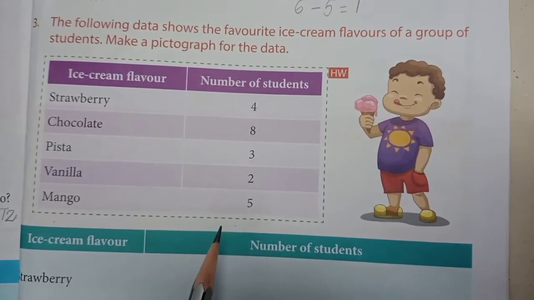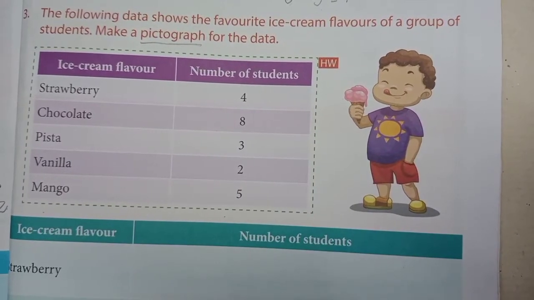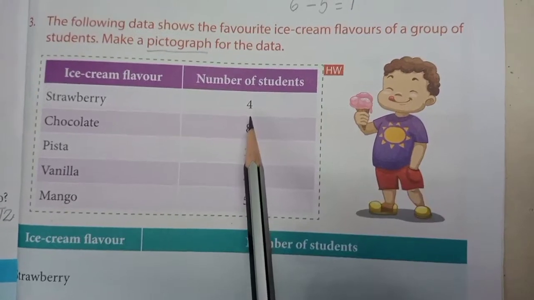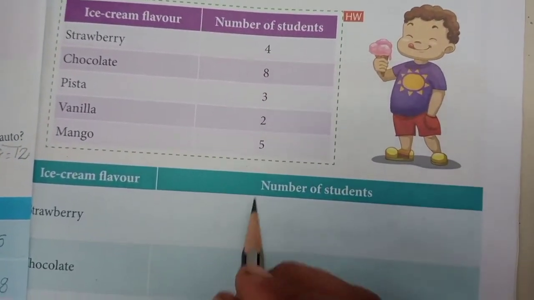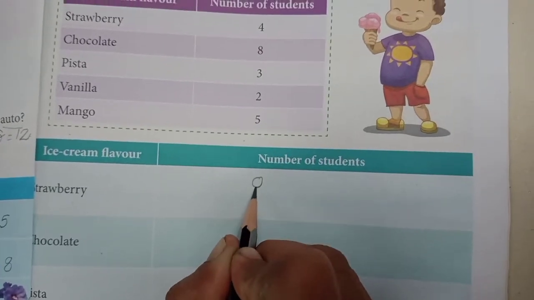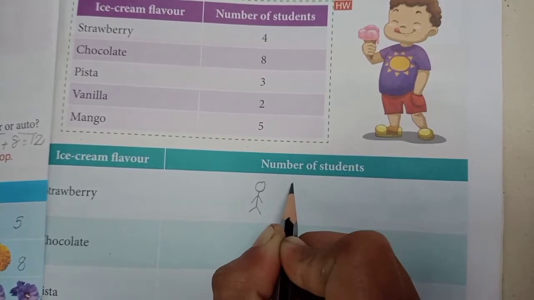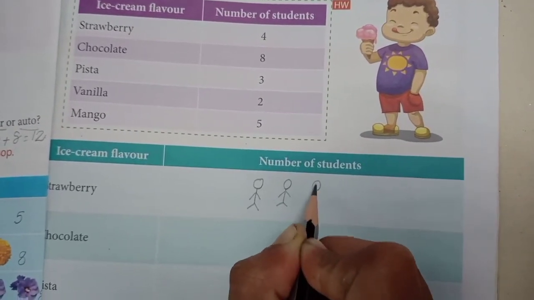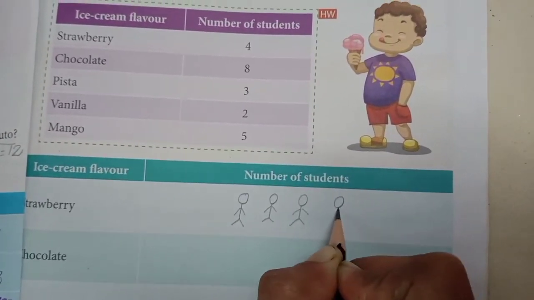Here we want to find out its pictograph. That means we are drawing the picture of a student. Then first ice cream flavor is strawberry. How many students like strawberry? There are 4 students. So we draw 4 students. 1, 2, 3, then 4.